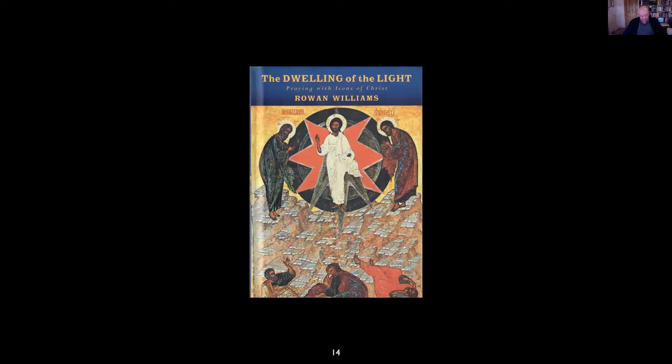The second book by Rowan is The Dwelling of Light, which describes the icons of the Transfiguration, the Resurrection, the Holy Trinity, and the Pantocrator.